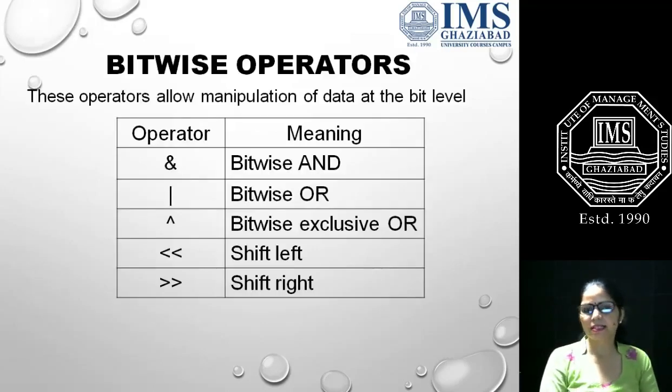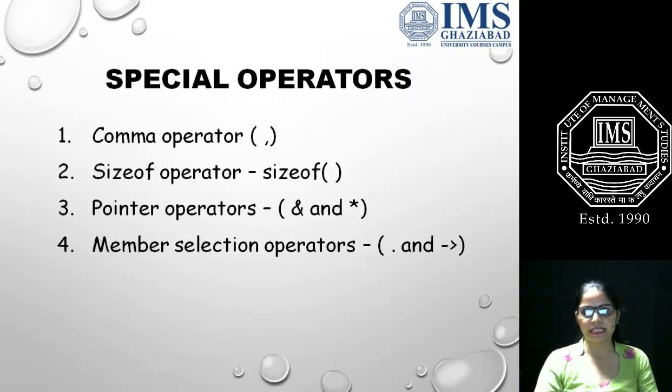Bitwise operators. These are the operators that allow manipulation of data at the bit level. This is always done in bit level programming. So we have bitwise AND, bitwise OR, bitwise exclusive OR. These work on the bit data rather than on the expressions. And then we have less than less than and greater than greater than, indicating shift left and shift right, whether the bits are to be shifted to the left hand side or to the right hand side.